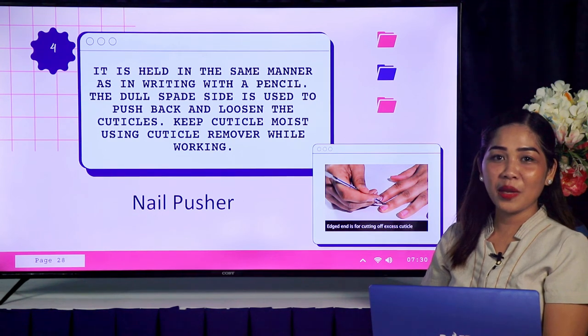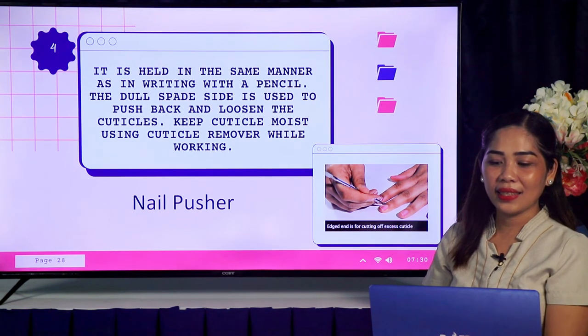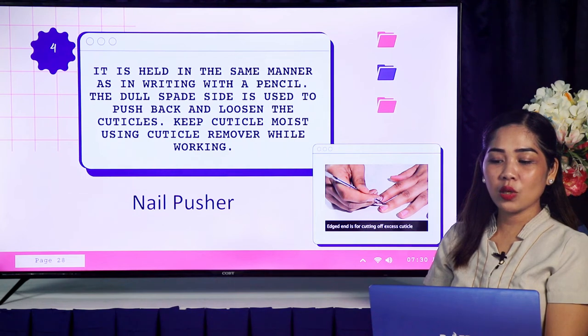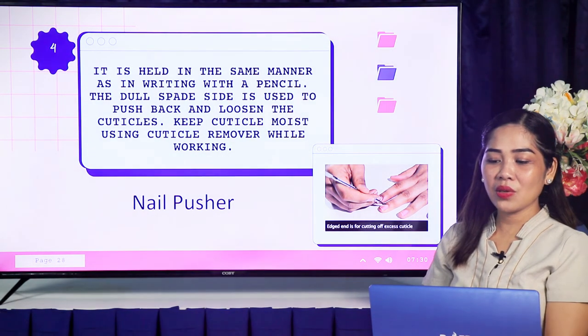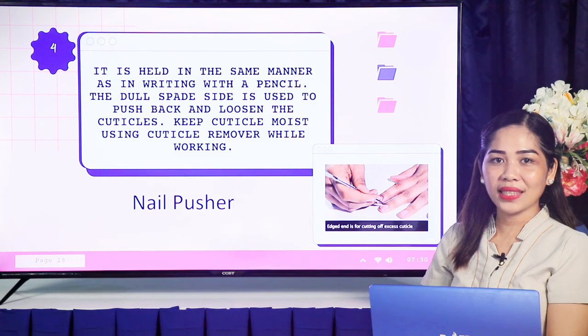Another is cuticle nail pusher. It is held in the same manner as in writing with a pencil. The dull spade side is used to push back and loosen the cuticles. Keep the cuticle moist using cuticle remover while working.